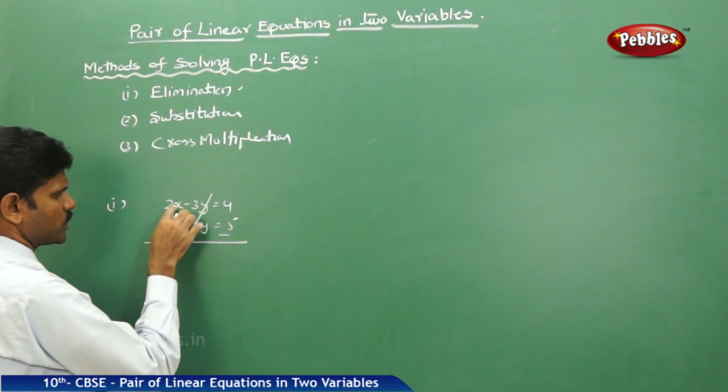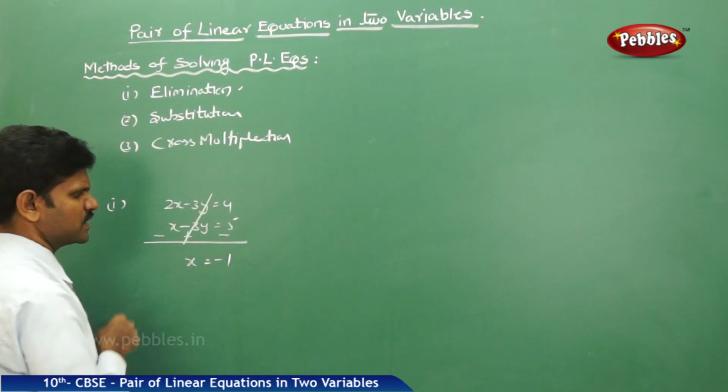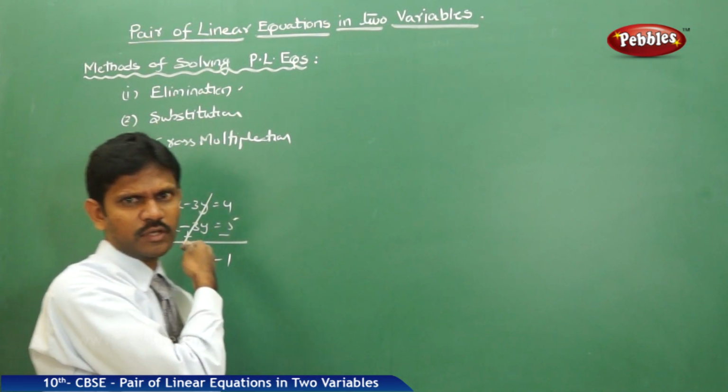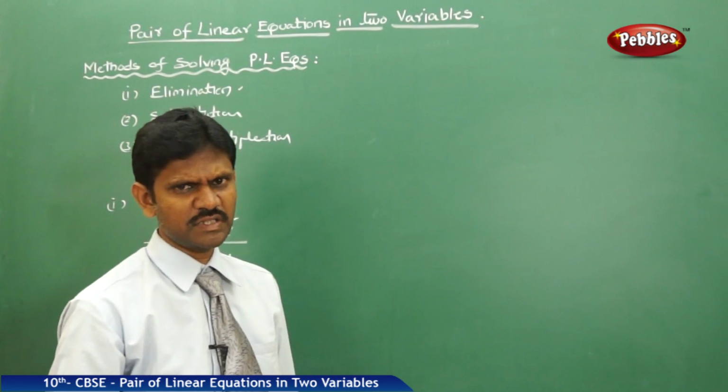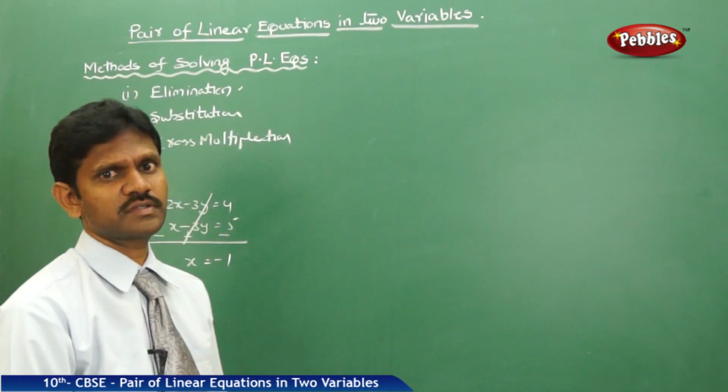Now let us see: 2x minus x, that is x, and 4 minus 5, that is minus 1. Now I got the x value. By substituting the x value in the above equation, you can get the y value. This is one of the methods to solve a pair of linear equations.